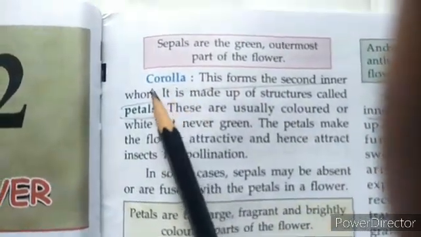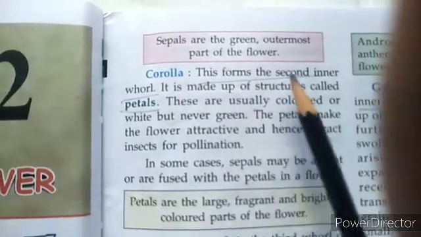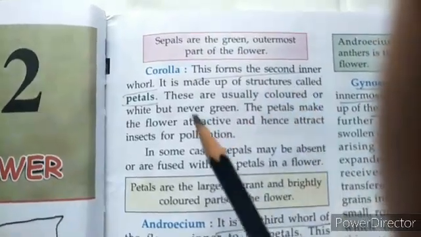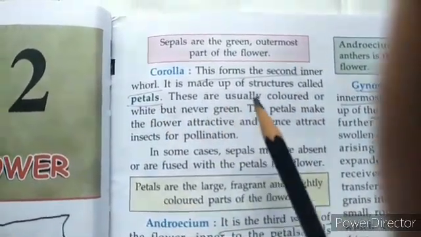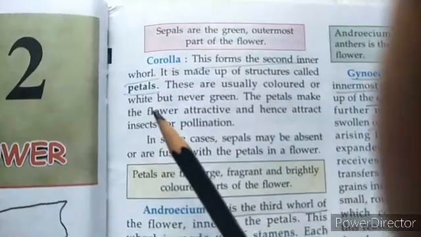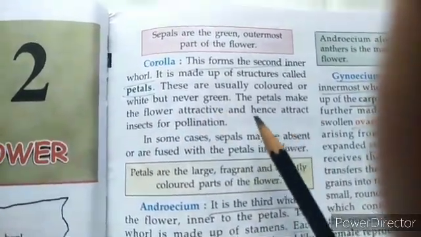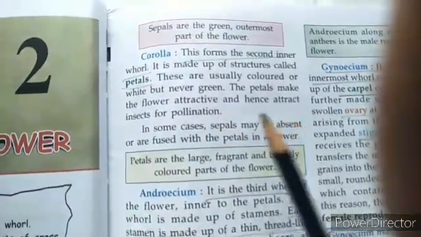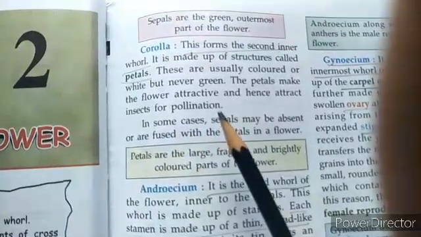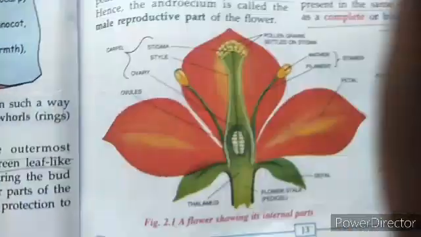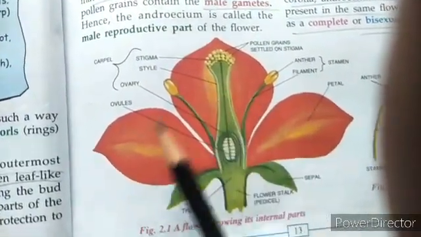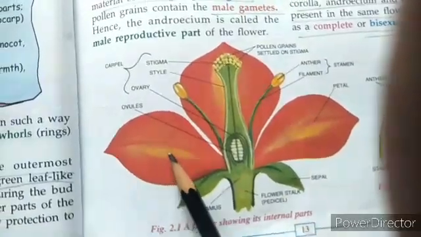The next part here is the corolla. This forms the second inner whorl. It is made up of structures called petals. These are usually colored or white, but never green. The petals make the flower attractive and hence attract insects for pollination. Now, as you can see in this diagram here, these colored parts are known as the petals. They are also known as corolla. They are the colored part of the flowers.